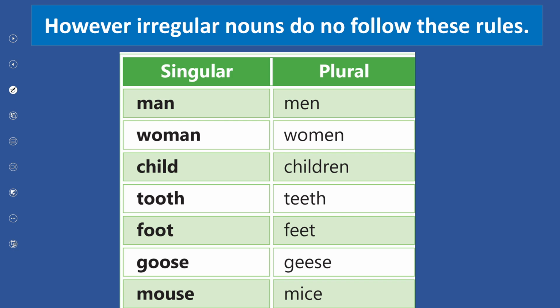These are certain other examples in your book which do not follow the regular rules. For example, man is singular, but men is plural. We only change or replace a with e to make it plural. Same goes with woman. We replaced a with e. We change child into children, tooth into teeth, foot into feet, goose into geese, and mouse into mice.